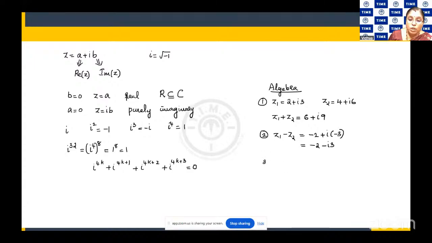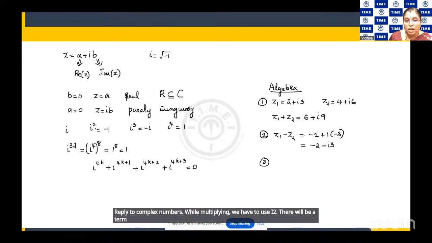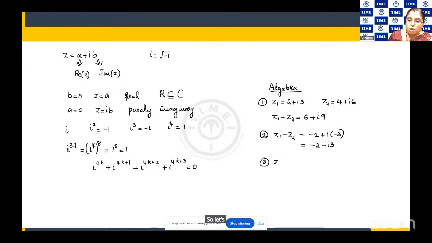Now, if you want to multiply two complex numbers, while multiplying, we have to use i square. There will be a term with i square. So we know that i square is equal to negative 1. So let's multiply these two complex numbers.